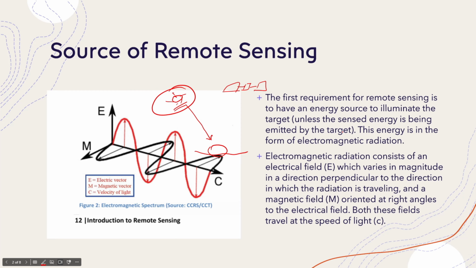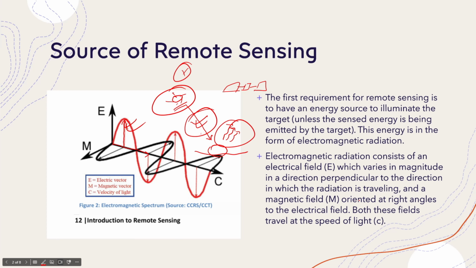The exception is when the energy is emitted by the surface itself. In that case, we do not need an energy source. This energy is in the form of electromagnetic radiation, and it consists of an electric field, which varies in magnitude in a direction perpendicular to the direction in which the radiation is traveling. This is the direction where the radiation is traveling, and the field oscillates perpendicular to the direction of propagation.